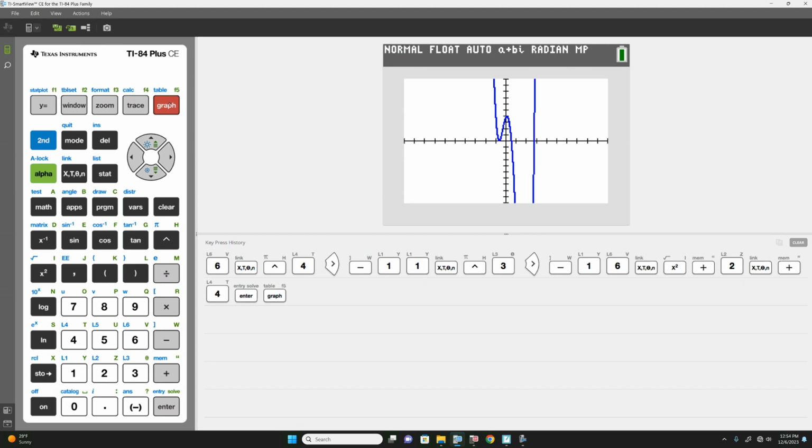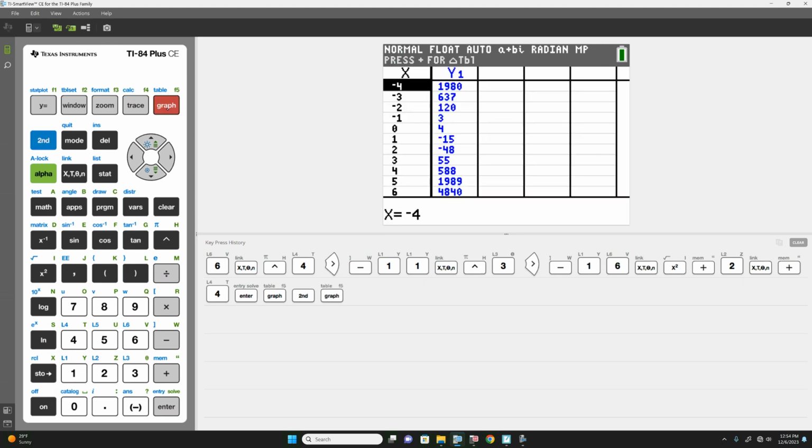Is everybody able to get something that looks like this here? Now we notice that all the zeros are between -1 and 3. And if we look at our zeros on the table, well, we don't have it. So that means we don't have any integer solutions. So we definitely will need the rational zeros theorem to find our possible solutions.